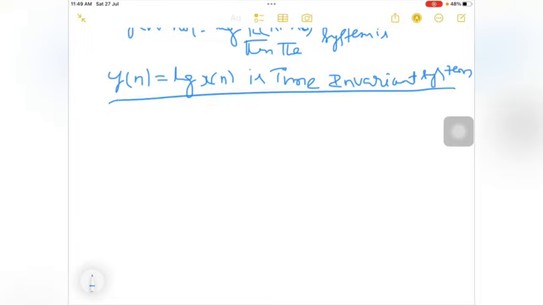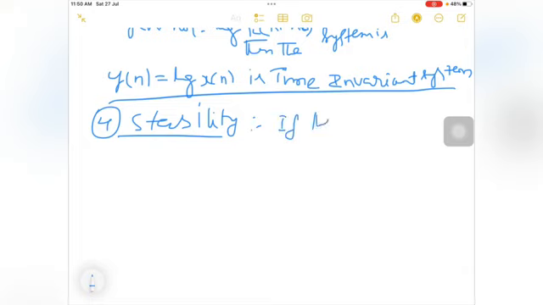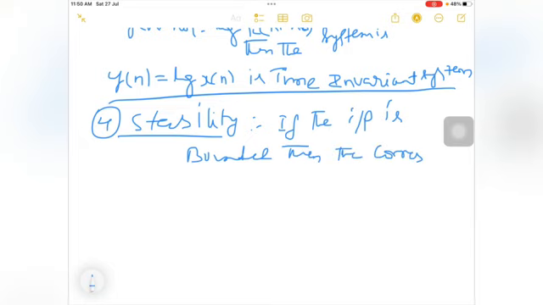What about the fourth one? The fourth one is stability. How to define stability? Can you recall the basic principle? If the given input is bounded, then the corresponding output is also bounded. It means that for bounded input you will get bounded output.